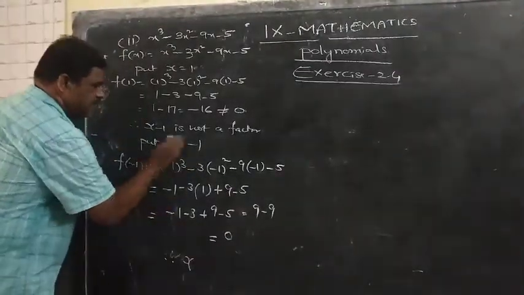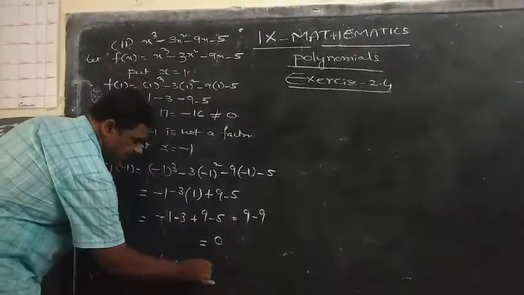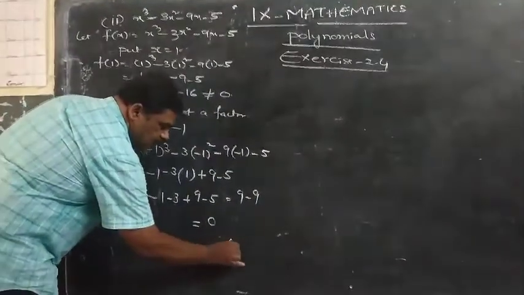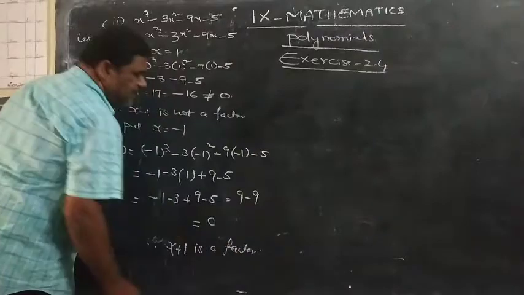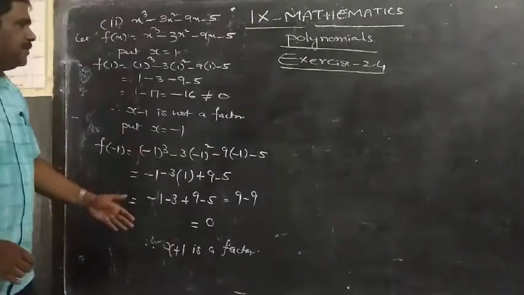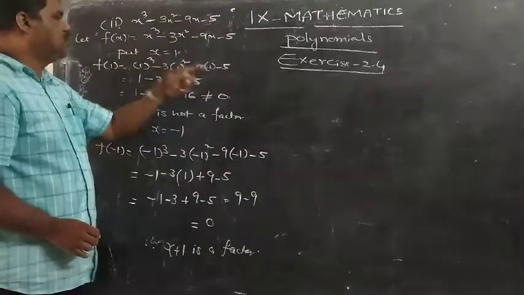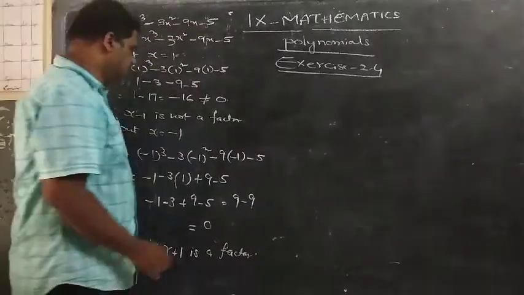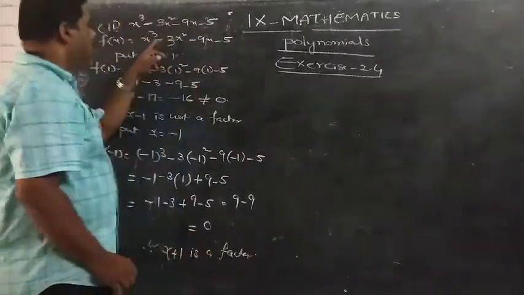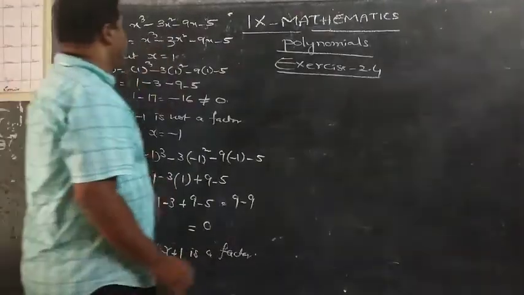Therefore, send minus 1 this side. x plus 1 is a factor. So like this, we have to get one factor by trial and error method. Remaining 2 factors, total 3 factors are there. Remaining 2, we have to do by factorization method. So for the factorization method, first we have to divide.